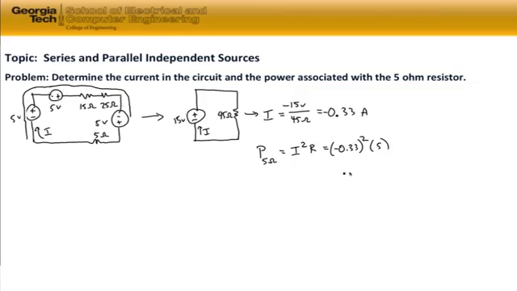So we have absorbed power for this resistor. Remembering, using the passive sign convention, that a positive power is absorbed power and a negative power is a supplied power.